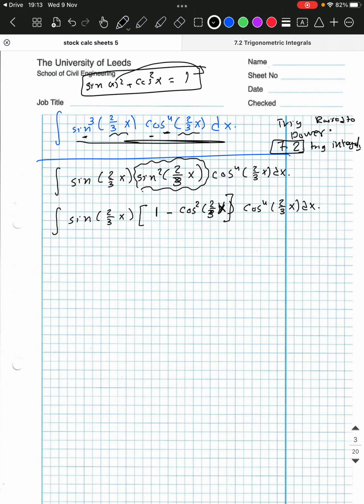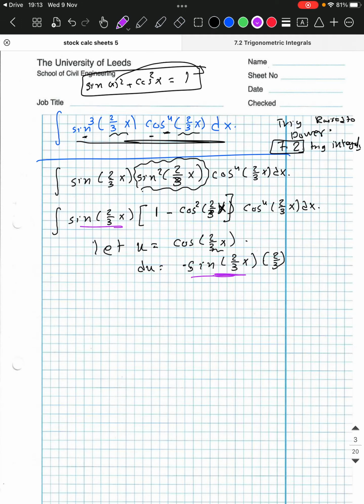So now I'm going to substitute. Let u equal cosine 2 over 3x. du is going to be minus sine 2 over 3x multiplied by the differentiation of the angle, chain rule, which is 2 over 3. So now I noticed that I have everything.